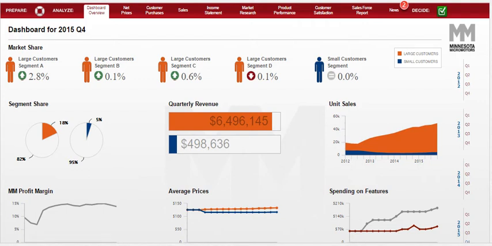Hello, my name is Hannah and I would like to give a little bit of background information about the simulation. This simulation is based on the company called Minnesota Micromotors.